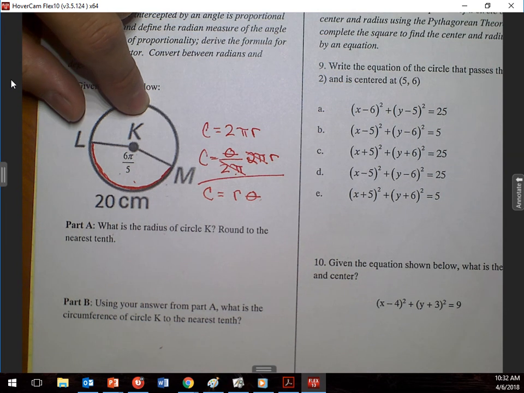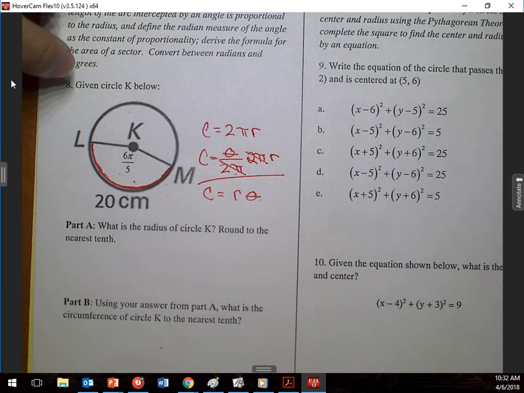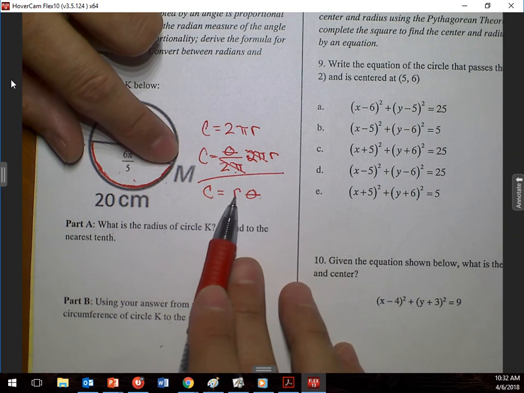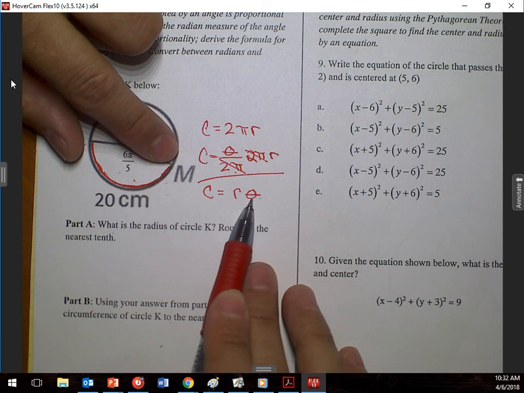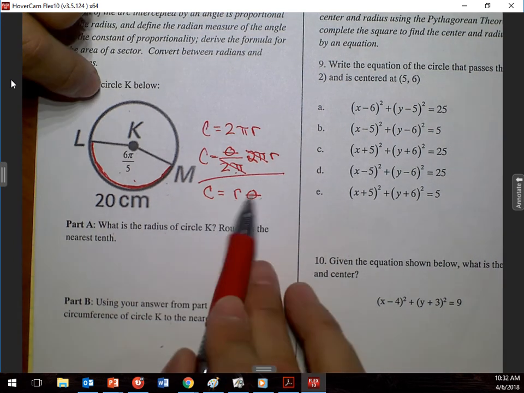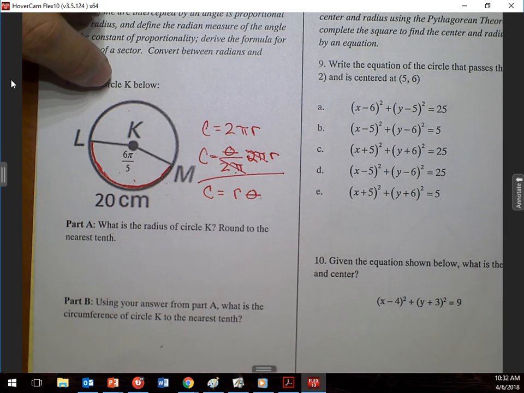Circumference is the same as saying the arc length. Wait, did you say r times radius? I thought that meant theta. R times theta, right? You said radius. Oh, I did. I'm sorry. It's my radius times theta. You got me there.